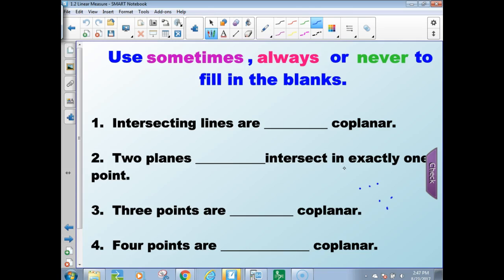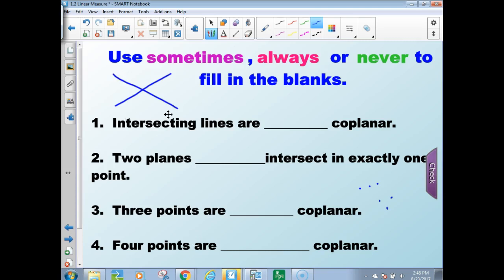These are review questions, just some of the ideas that we want to know about for our test or quiz on Friday. You fill in the blanks with sometimes, always, or never. These kinds of questions can come up in the chapter. Intersecting lines: if lines intersect, are they coplanar? Are those in the same flat surface?